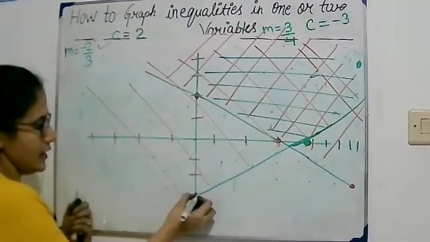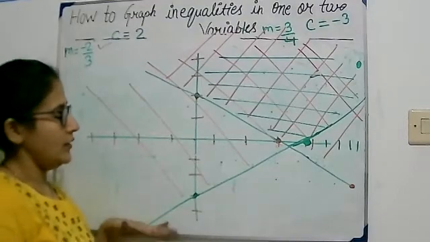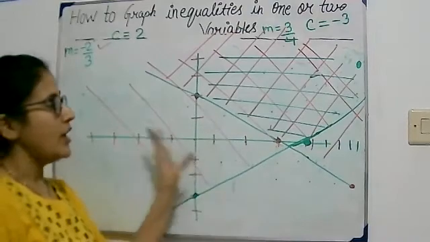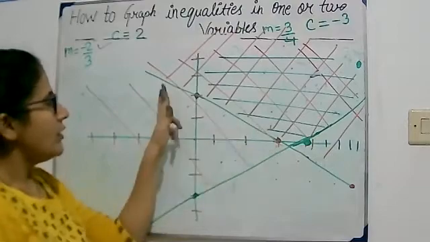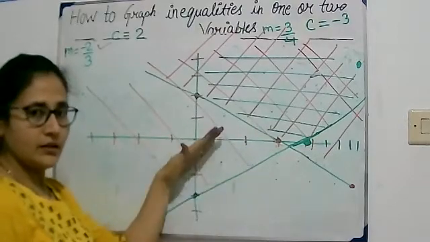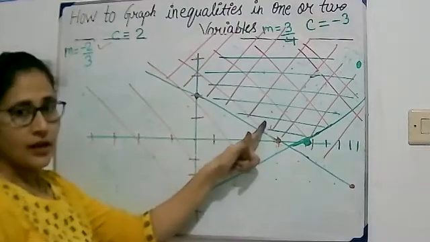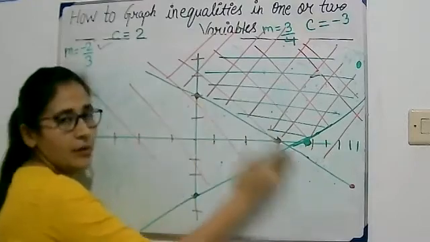This line is like this, having negative slope. Sorry, this line is having positive slope and first one was having negative slope. And the region which is greater than here also, for first line greater values, that's why we shaded the above region. For second one also greater, so we shaded the region which was above the line.